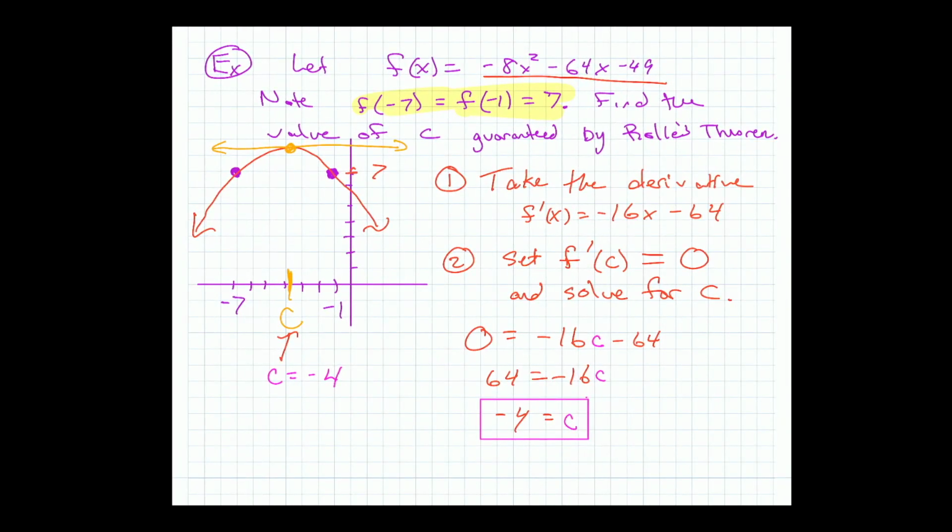You just take the derivative, set it equal to 0, and you're supposed to be finding something that happens to be in between a and b. And you're done. Let's do another one.